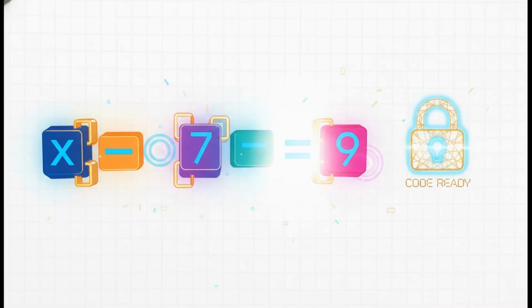So, when we put all those little pieces together, that whole sentence boils down to one simple, beautiful equation. x - 7 = 9. The code has been translated. Now it's ready to be cracked.